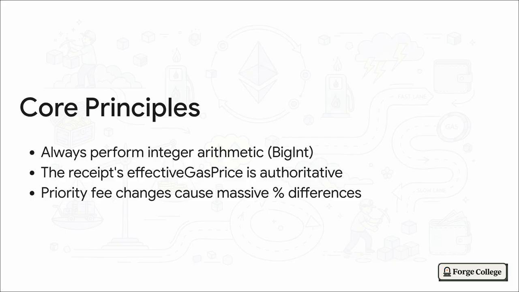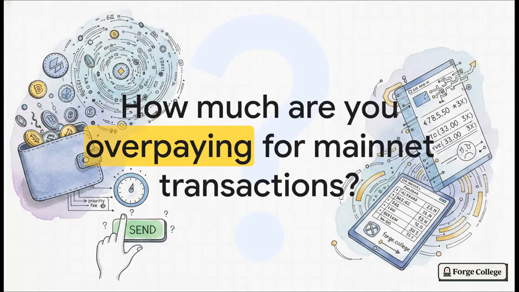And number 3: small changes to the priority fee can cause absolutely massive percentage differences in your final cost when that fee makes up a material share of the price. Which leaves us with a pretty provocative question. Knowing how wildly a small priority fee tweak can inflate your final Wei totals, how much do you think you've been overpaying for your transactions on mainnet? It really makes you rethink exactly what happens when you hit that send button, doesn't it?